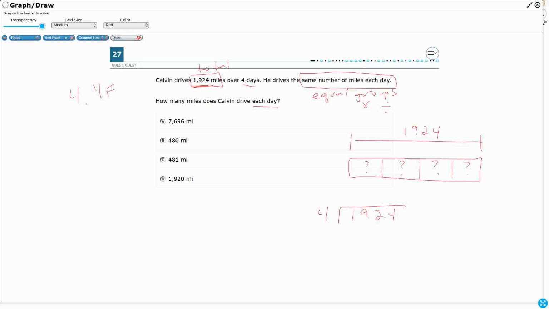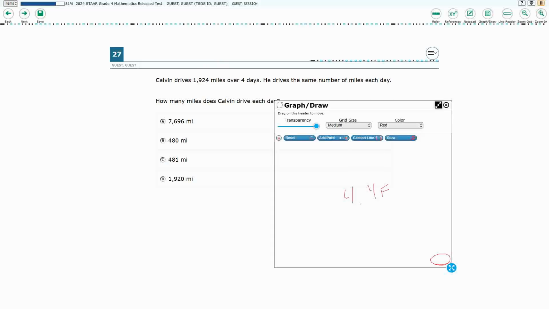So 4 goes into 19, almost 5 times, but just 4 times. We're going to bring down one number at a time. 4 goes into 32 8 times, nothing left over. And then 4 goes into 4 one time. And we get our remainder of 0. So you see how close we are with these two, right? 480, 481. Our answer is going to be C.